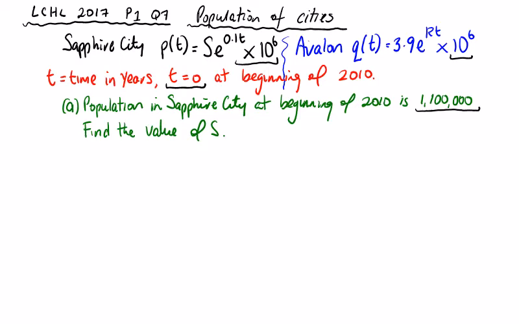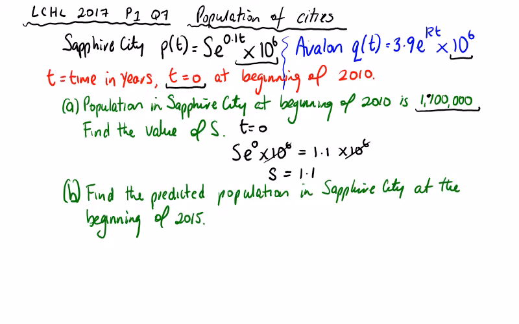Well, that's when t is equal to 0. So t is equal to 0. So we have S e to the power 0 by 10 to the power 6 is equal to 1.1 million. Now I could write that as 1.1 by 10 to the power 6. And you can see here, if I divide across by 10 to the power 6, e to the power 0 is equal to 1. So I get S is equal to 1.1.